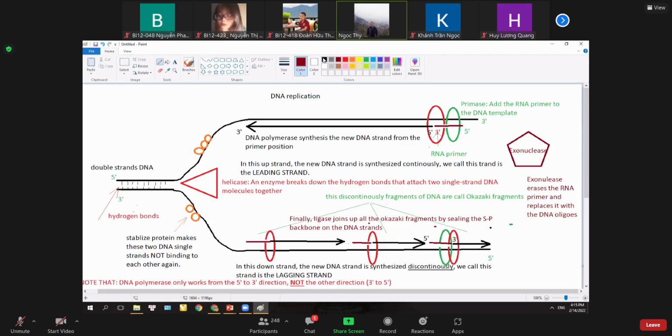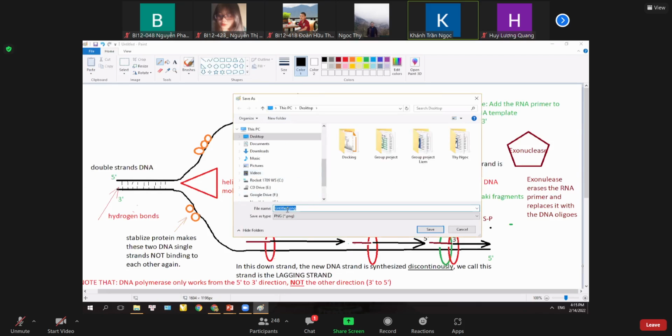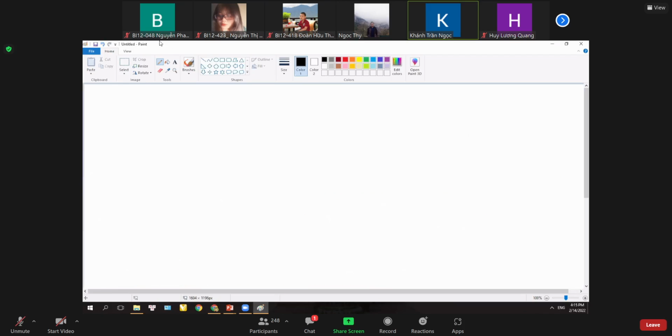So far. Finally, if ligase doesn't exist, then what will happen to the DNA? If DNA ligase doesn't act, we will have something like this. I will open a new page. Maybe I will save this on the desktop as replication. So if DNA ligase doesn't exist, we will have something like this. Okay.